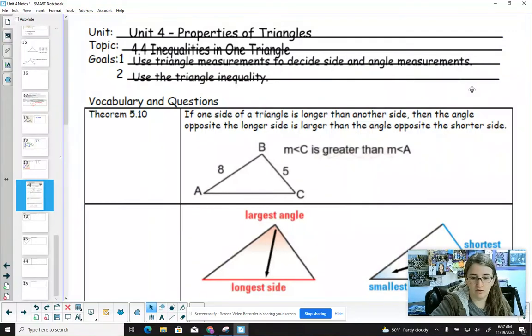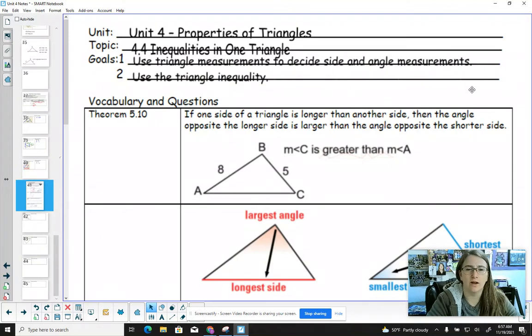Okay, last lesson of the unit. We really did crank this out. So this last one is actually kind of different than everything else we've done in this unit so far. What we did in this unit so far, lots of things ended up being equal, right? What this last lesson is about is talking about the relationships between the angles and the sides in a triangle.